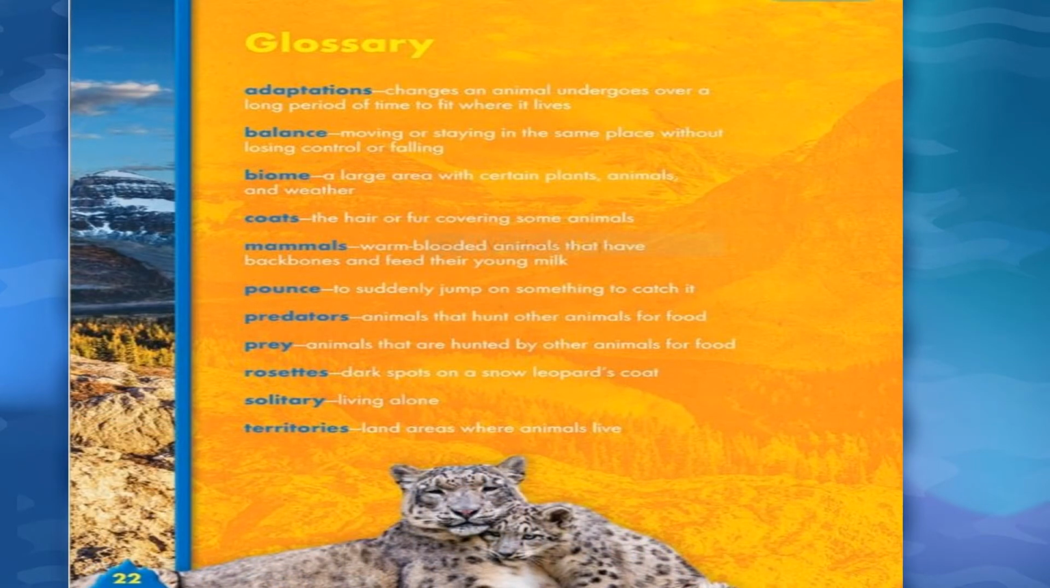We're going to jump to the back of the glossary now. A glossary is a list of important words in a book and their meanings. A glossary is usually found at the back of the book, but we're going to jump to it now to help us figure out the meaning of those two unknown words in bold. The first one was adaptations, and adaptation means changes an animal undergoes over a long period of time to fit where it lives. The second bold word is biome. Biome means a large area with certain plants, animals, and weather.